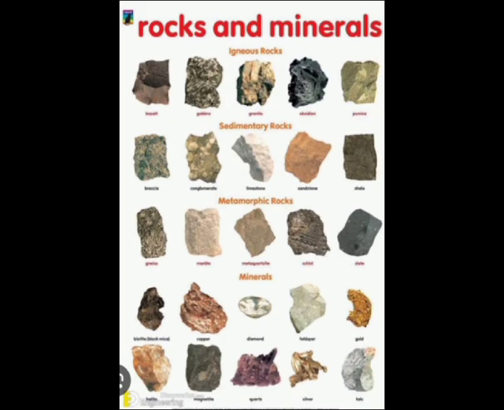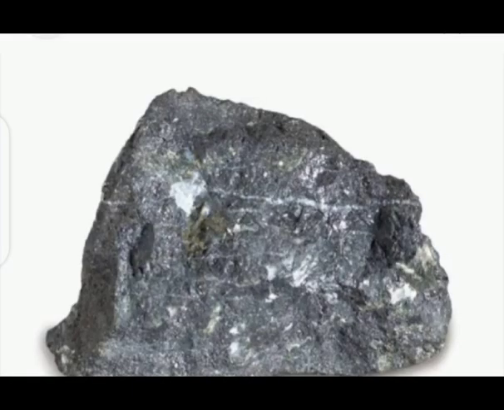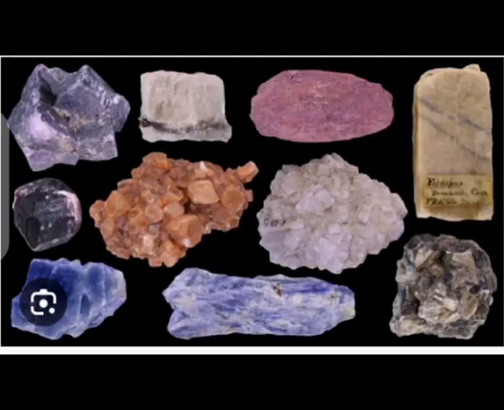Minerals are of two types. Number one, metallic. Number two, non-metallic. In metallic there are three types: ferrous, non-ferrous, and precious. Ferrous contains iron, manganese. Non-ferrous: copper, lead, tin, etc. Precious: gold, silver, etc. Non-metallic minerals: salt, marble, limestone, sandstone, etc.